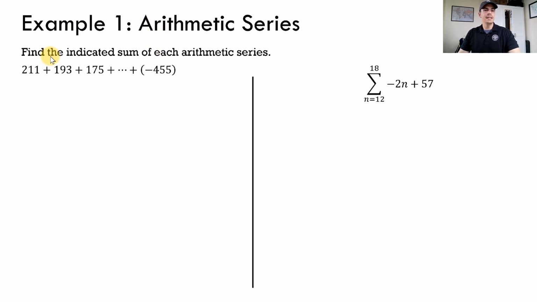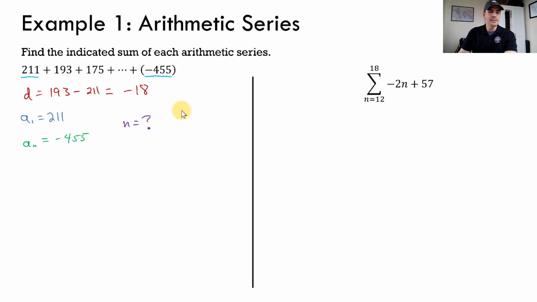All right, first example: find the indicated sum of each arithmetic series. So we have our first series here. We need to first find out what our common difference is. I can figure that out by subtracting the first term from the second term, and I'll find that it's negative 18. You can subtract the second term from the third term just to check that, and I confirm that it's negative 18. A sub 1 is this first term here, so that's 211. A sub n is my final term here, which is negative 455. And we need to know what n is. I don't know what n is.